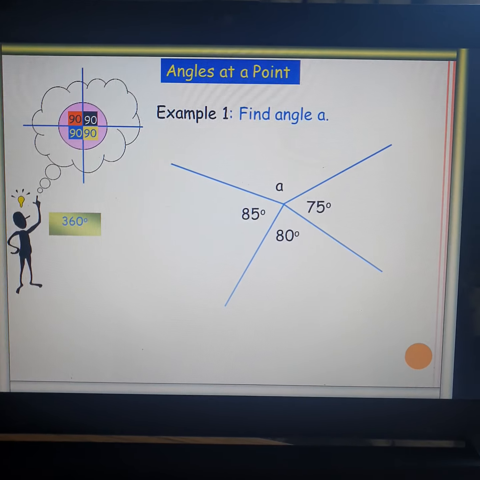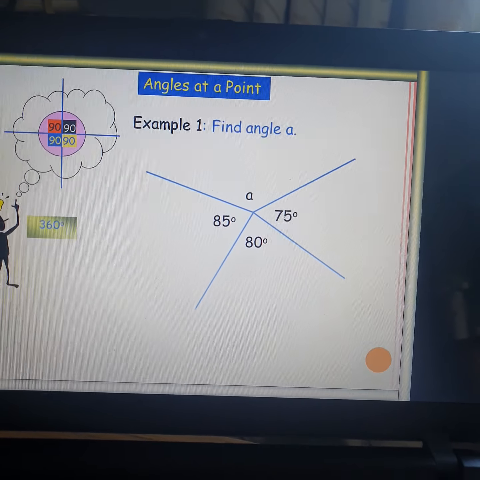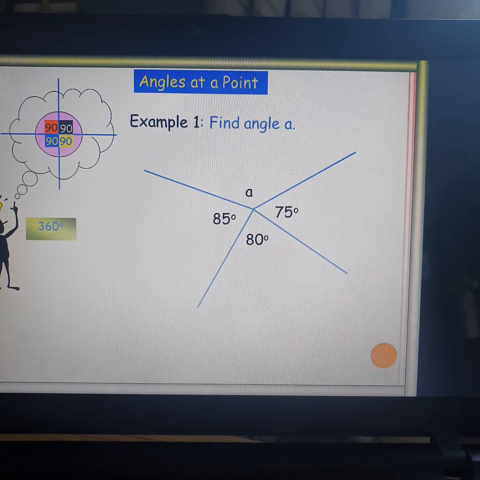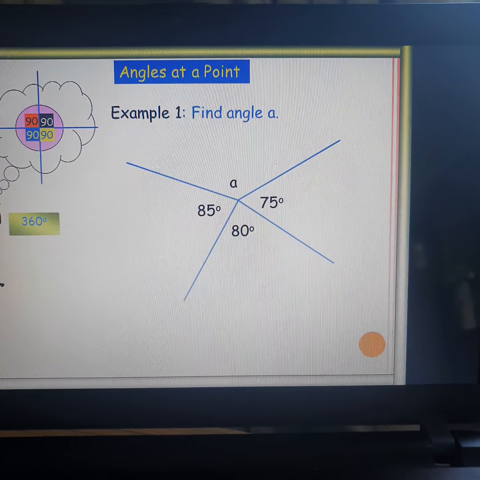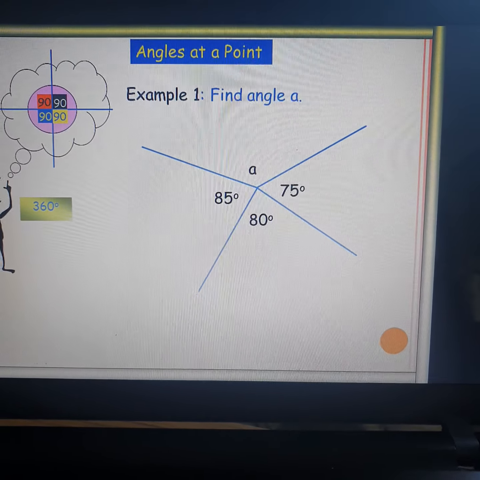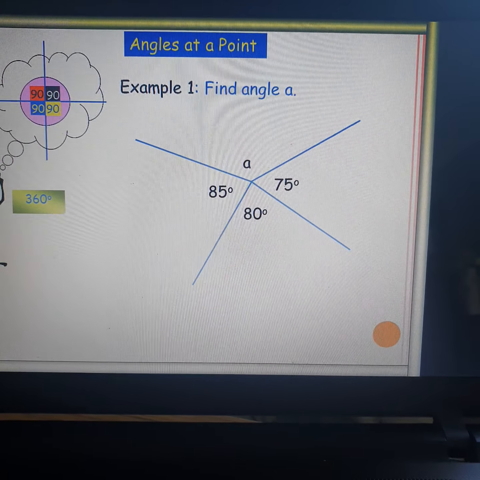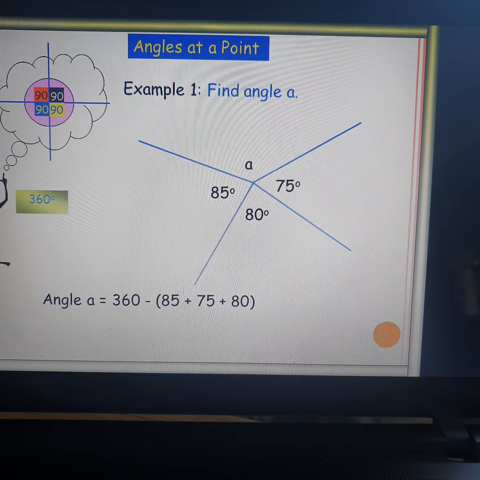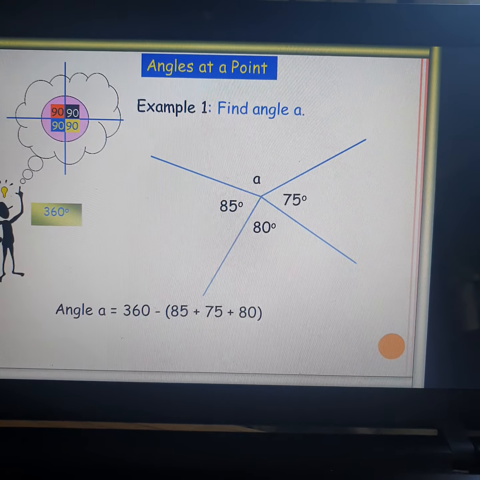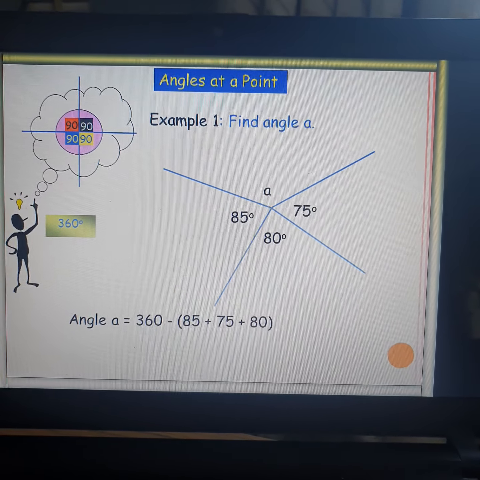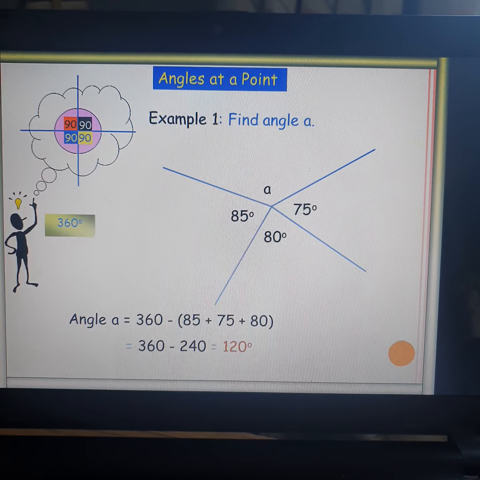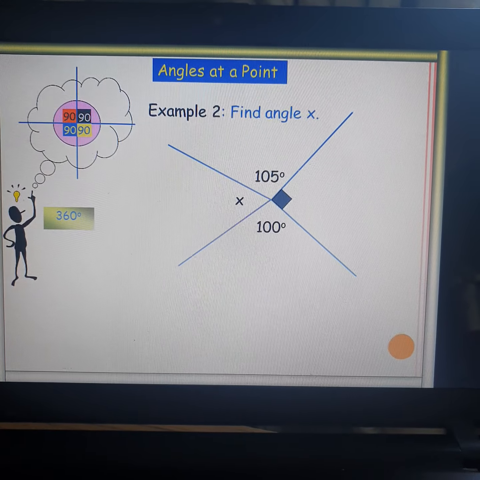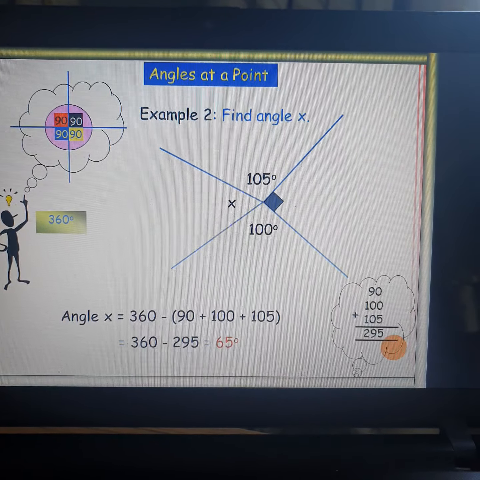Okay, so this is just working out. How would we work out angle A here? If we know that all angles add up to 360 degrees, how would we work out A? We would just add up 85 plus 80 plus 75 and take it away from 360, and that would easily get me angle A. 120 degrees then. I'd like you to work out this one yourself.